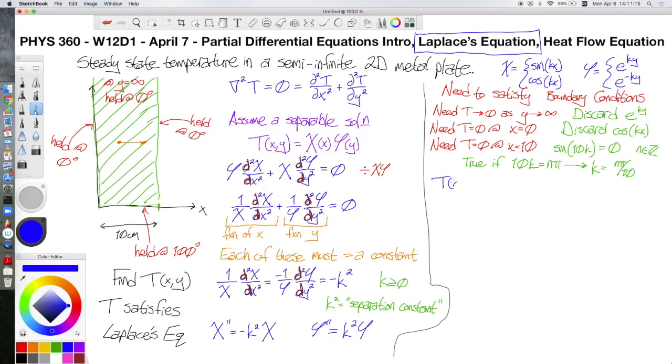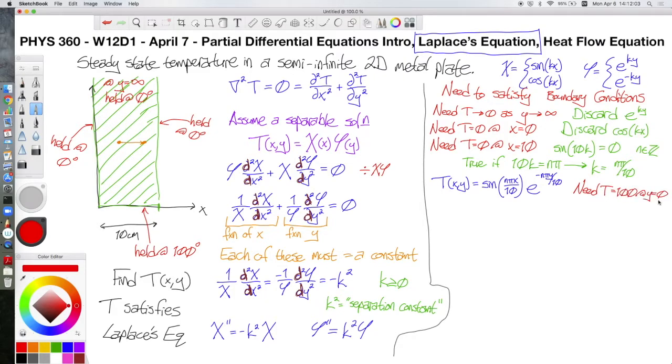Let's rewrite our function T based on this information. Now our function T, which is a function of x and y, has an x piece of sine of kx, where we know the value for k, so we will have sine of n pi x over 10. And for the y component, we will have e to the negative ky, where again we know the value for k, so that becomes e to the negative n pi y over 10, all in the exponent. And we only have one more boundary condition that we need to satisfy here, and that is that we need the temperature to be equal to 100 at y equals 0.